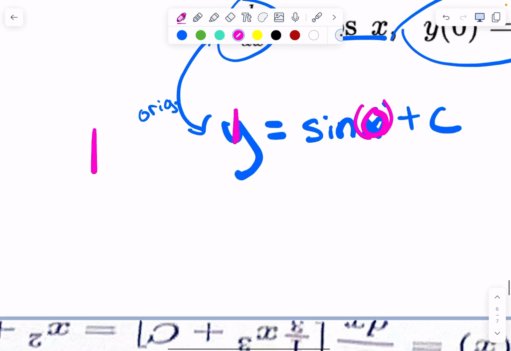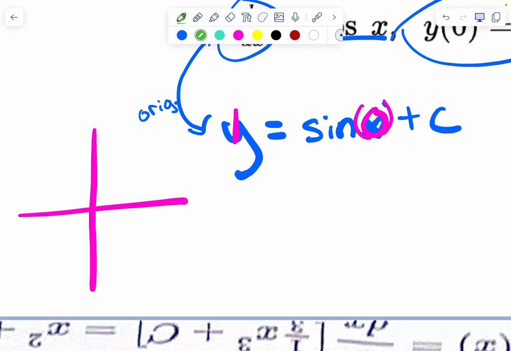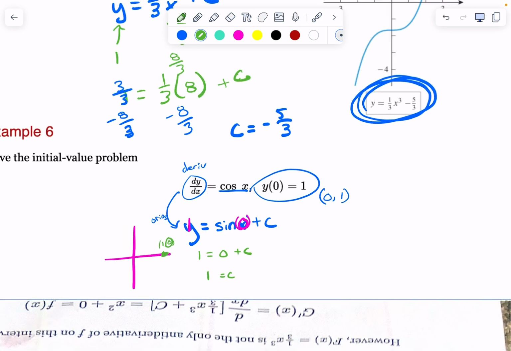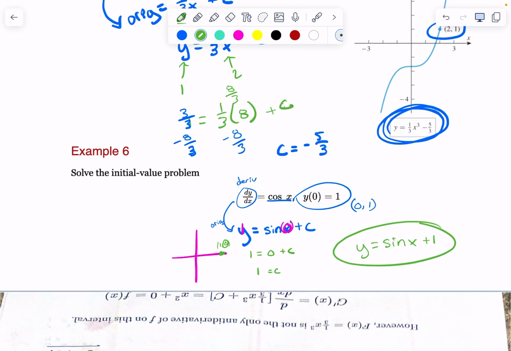Sine of 0 is 0. Zero is right here, which would be the point (1, 0). That coordinate right there, (1, 0). And sine is the y coordinate, so it will be 0. So 1 equals 0 plus C, so C is 1. And the particular, or specific, answer is y equals sine x plus 1. That is your function that goes through that point.